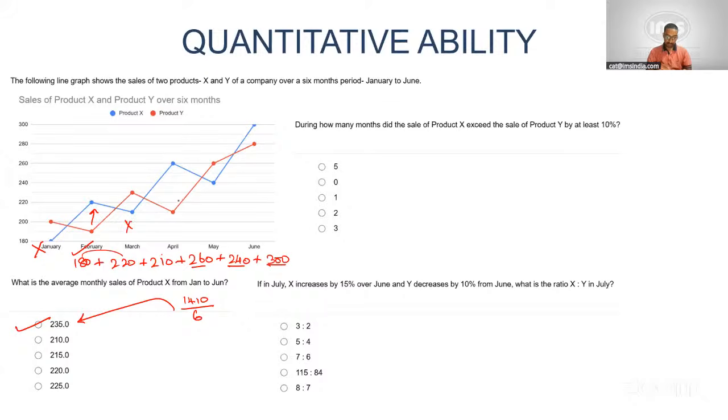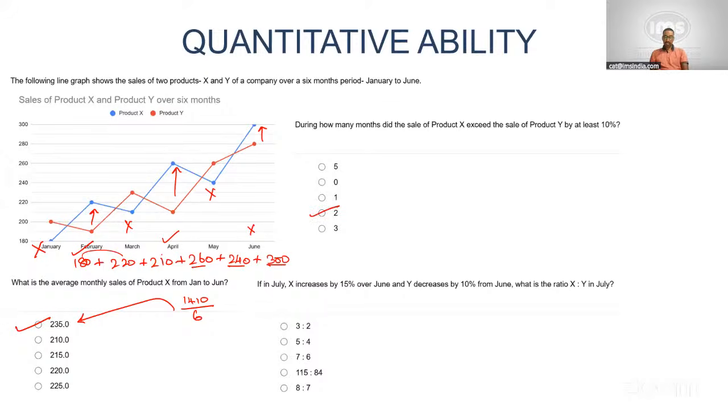March, no. April, this easily looks like 210 to 260 or something, more than 10%. Yes. This one, no. 280 to 300, unfortunately, it is not 10%. So here also, no. So only two times.